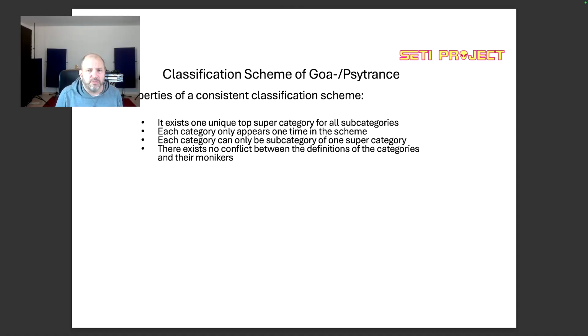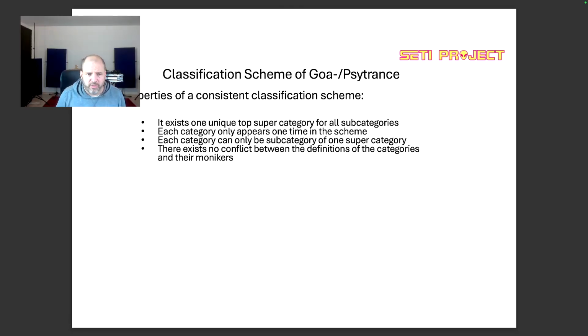Okay, so what properties would we expect of a consistent classification scheme? I would expect that there is a unique top super category for all subcategories describing the entire range of trance or psychedelic trance styles, like for instance Goa Trance as a super category, and then we divide this into more subcategories by differences in style, that make the music styles distinguishable.